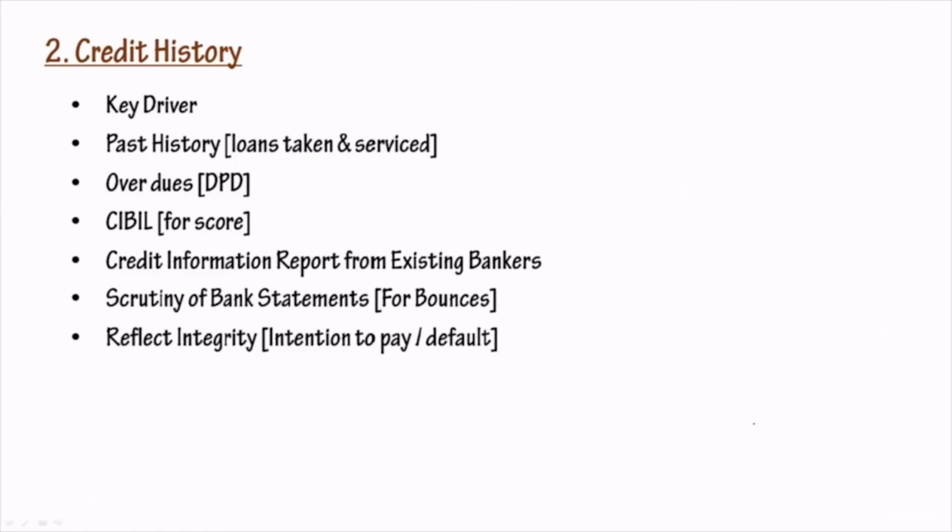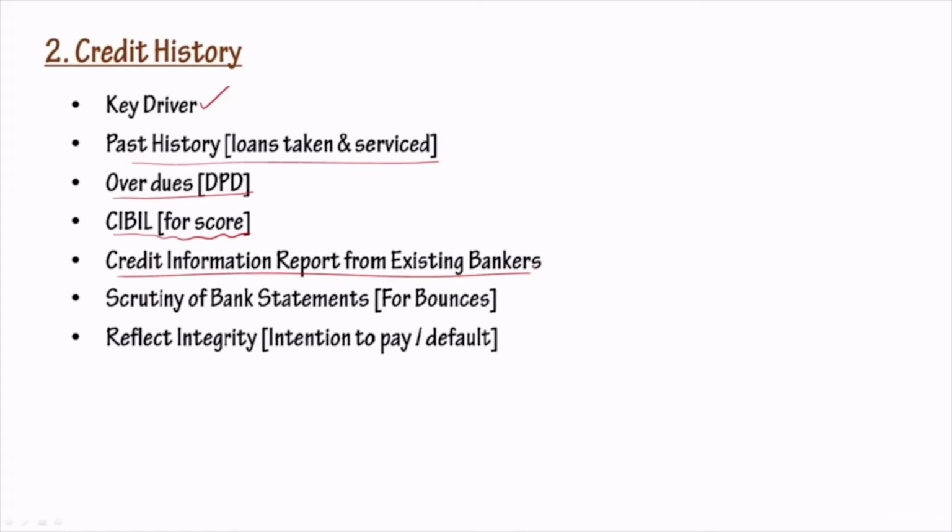The credit history is the key driver, because it is going to reveal the past history. What are the loans they have taken? What are the loans they are servicing? Whether they are servicing on time? Is there any overdues, that is days past due? And they'll be looking at CIBIL because the score will reflect the credibility, and the credit information report from the existing bankers will give key information to the banker if they are taking over a loan.